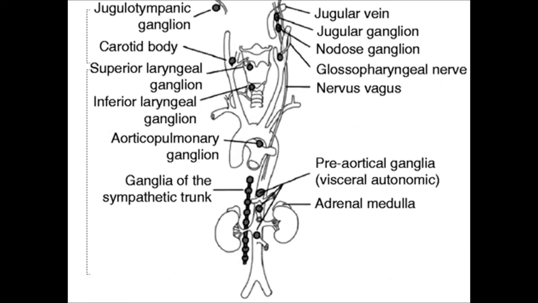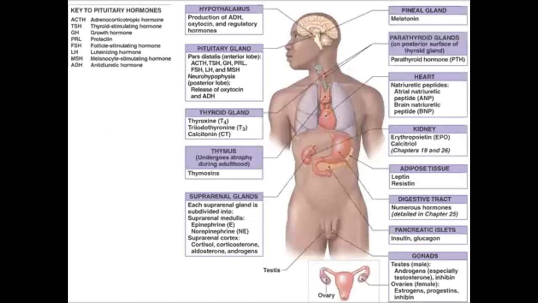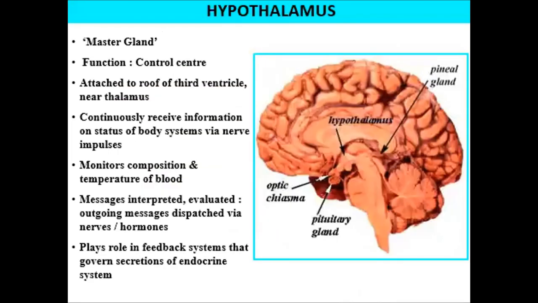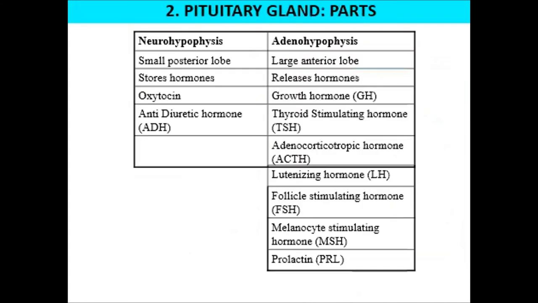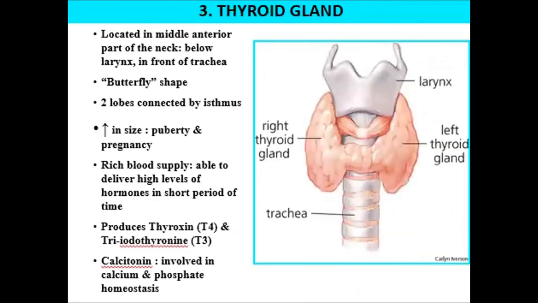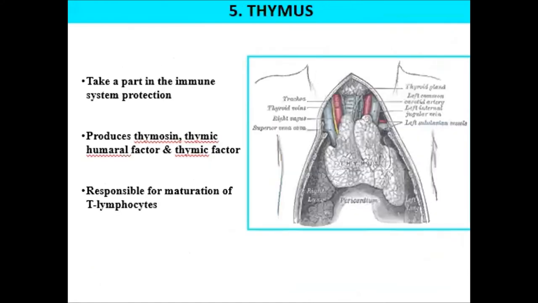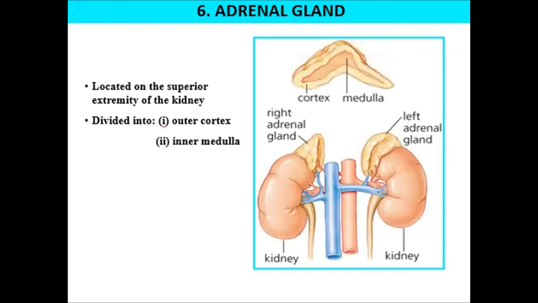Near big vessels, artery vessels, and hypothalamus, hypophysis is the master of glands. The hypothalamus connects with the pituitary gland too, and the pituitary gland has two parts. Then the thyroid gland, parathyroid gland, and thymus, which takes part in immune system protection, and next, the adrenal gland.